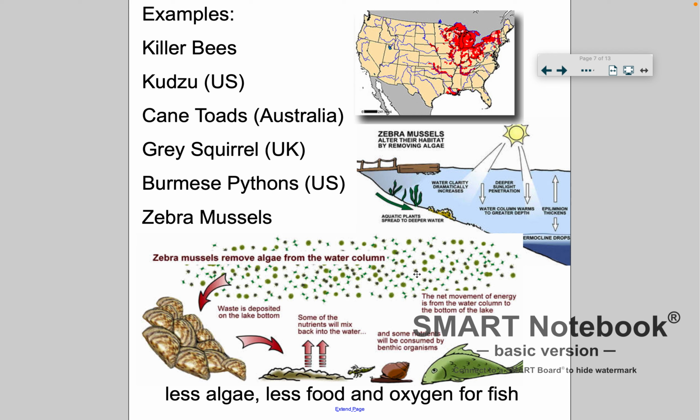But zebra mussels remove algae from the water column, and their waste gets deposited on the lake bottom. You can see that here. And some of those nutrients will mix back into the water, and some nutrients will be consumed by other benthic organisms. But the net movement of energy is from the water column to the bottom of the lake. And when you have less algae, there's less food and oxygen for the fish.